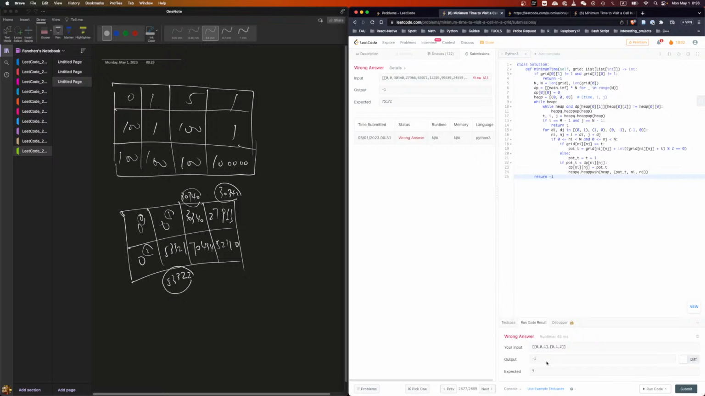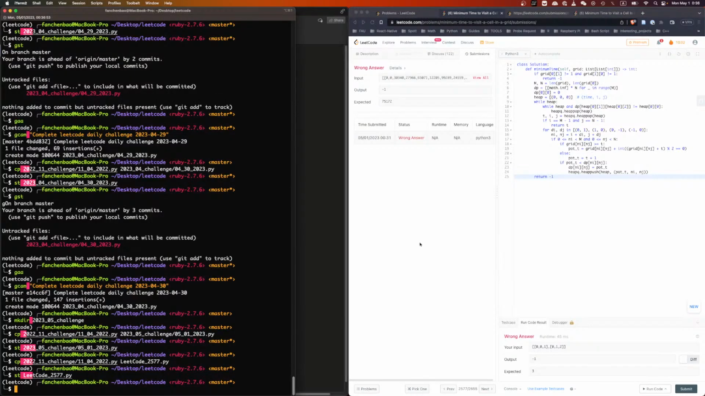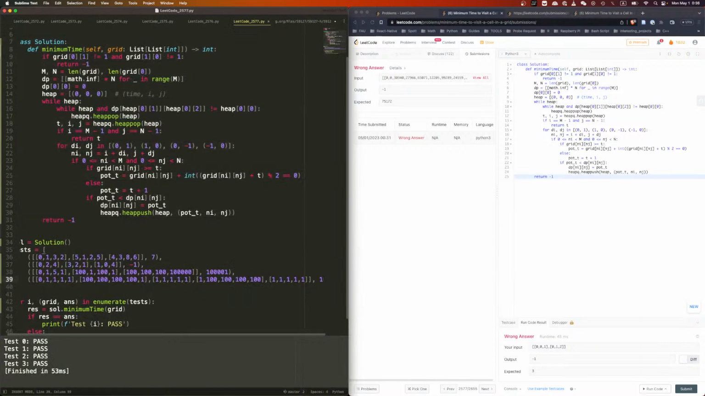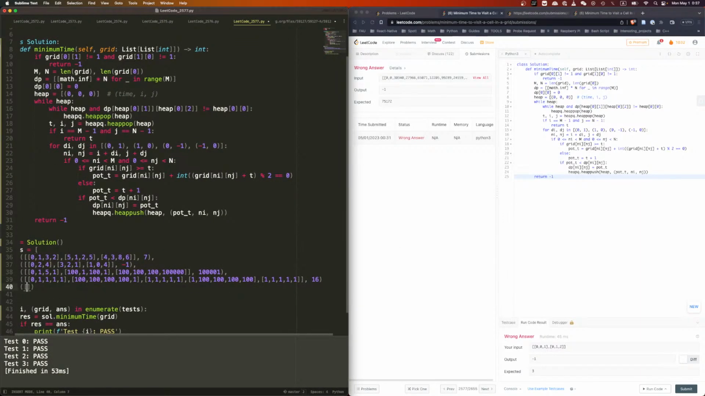Okay, I got it completely backwards. My output is -1. Wait, what? Alright, that means there's a bug. I thought I understand the problem wrong. No, I did not understand the problem wrong. I understand the problem correctly. Expected is 3. Wait, how? I start from this.